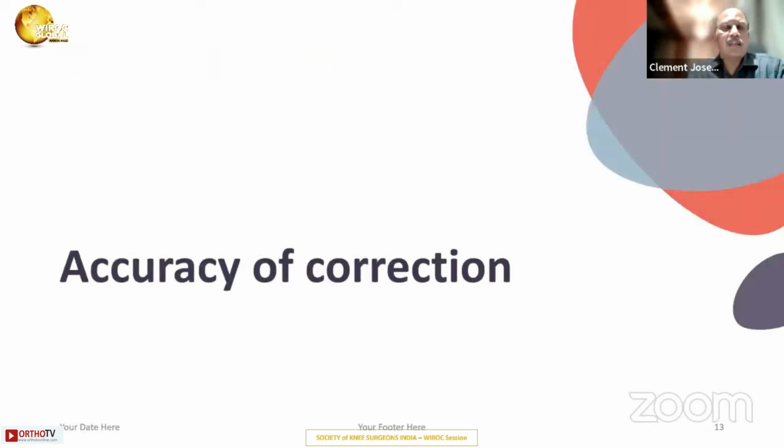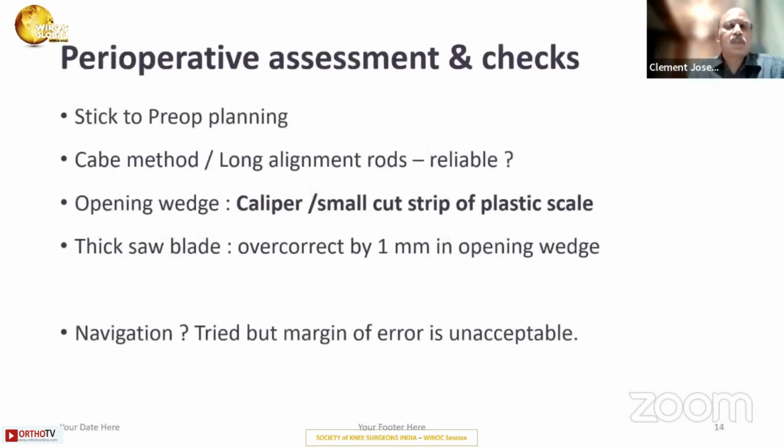The next important step is to achieve the accuracy of correction as per your preoperative planning. Certain tips which I follow in my practice: I stick to my preoperative planning. The preoperative planning is done by me two or three times, on more than two devices, on the computer as well as on the iPad. And I don't rely on the cable method or long alignment rods. They are not reliable as a primary way of assessing your correction on the table.